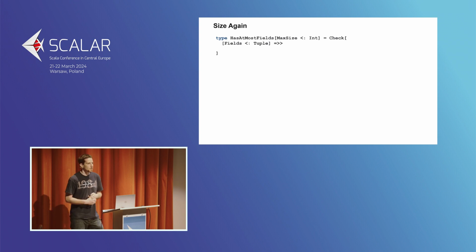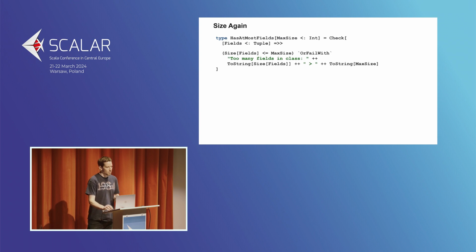Now with this framework laid out, we can actually implement our constraints. Here's the first signature. We're going to do the maximum number of fields. We take a max size parameter, and we implement a check that given some fields is going to produce something. Since this is a tuple, it has a size, and we compare the size of the tuple with the max size. This is a built-in operator in the Scala compile time package that lets you compare integers at the type level. If the condition doesn't hold, we produce an error message.